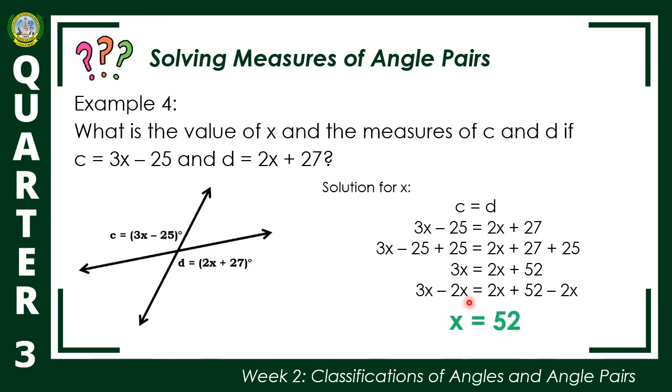Okay, simplify natin. X is equal to 52. No need to divide both sides kasi 1 na yung coefficient ng x. Ito na po yung final value natin ng x. So, dahil meron na tayong value ng x, makukuha na natin ngayon yung C at yung D. Okay?